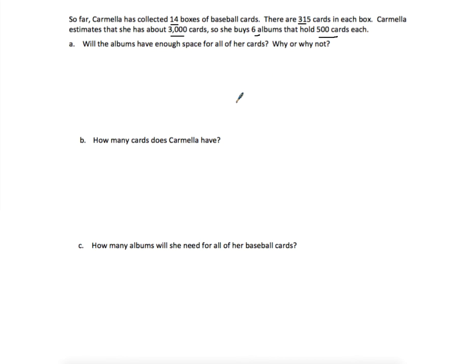Why or why not? I want you to look at this and come up with the answer without actually doing any of the multiplication. The answer here is no. She won't have enough space. The reason I'm saying that is because if she bought 6 albums that hold 500 cards each, 6 times 5 is 30, 2 more zeros, she's planning that she has exactly 3,000 cards and no more. And that was based on her estimate.